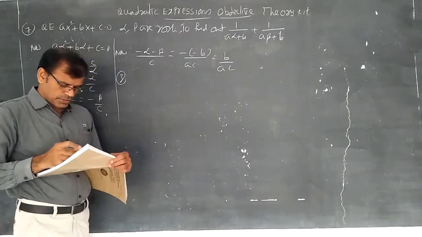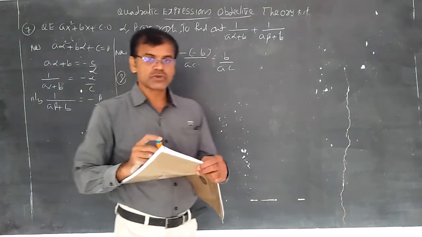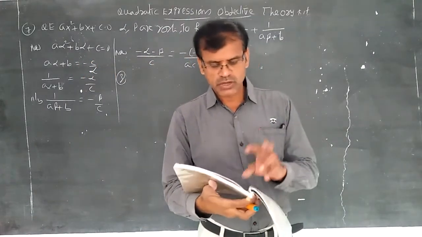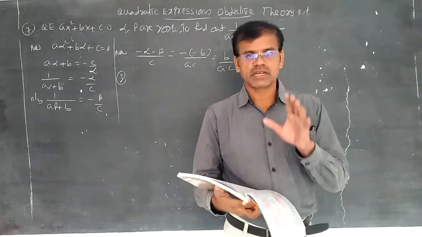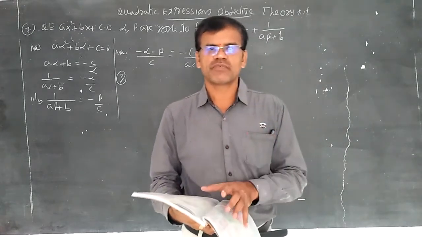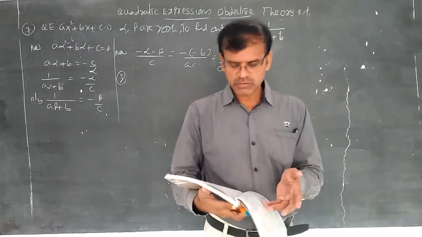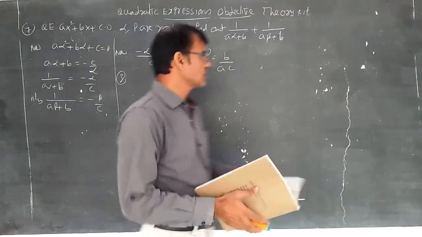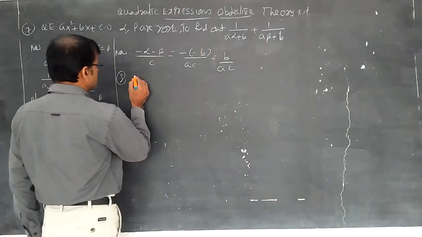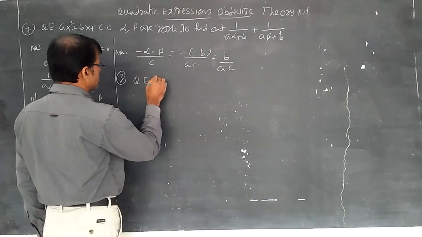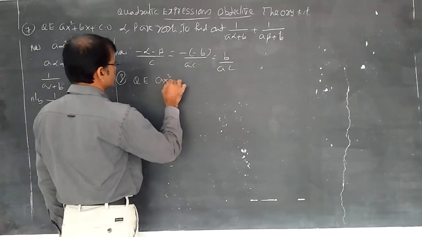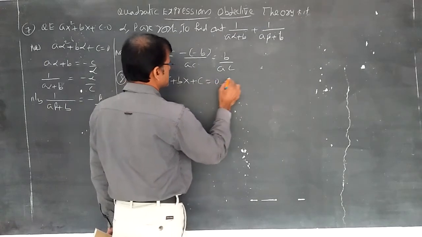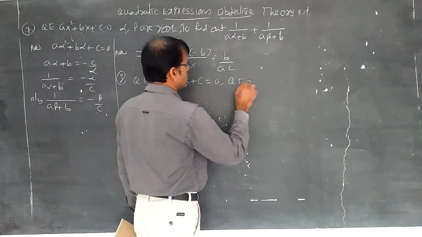Eighth question. If the roots of ax square plus bx plus c equal to 0 and px square plus qx plus r equal to 0 differ by the same quantity, that means the difference of roots of the first equation is equal to the difference of roots of the second equation. Let us call them QE1 and QE2. QE1: ax square plus bx plus c equal to 0.